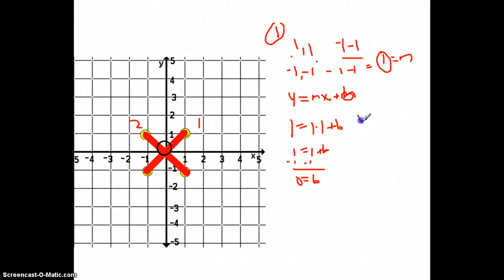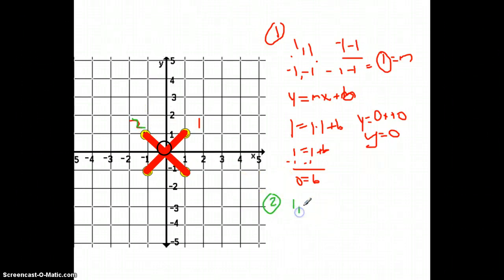So now let's write the equation formally. y equals mx plus b, so y equals 0x plus 0. And now your equation should just be y equals 0. That's your equation for the first one. Now let's do number 2. It should be the same thing really, but let's check.